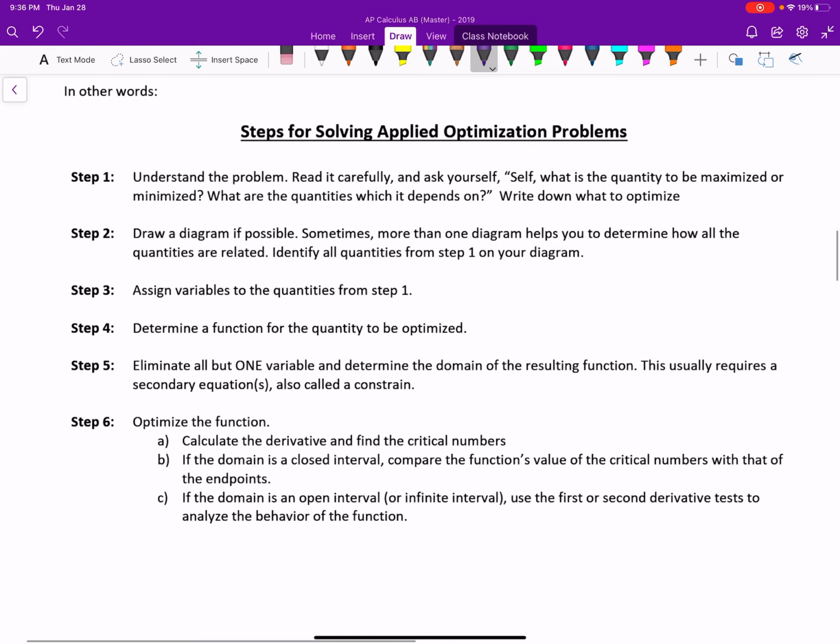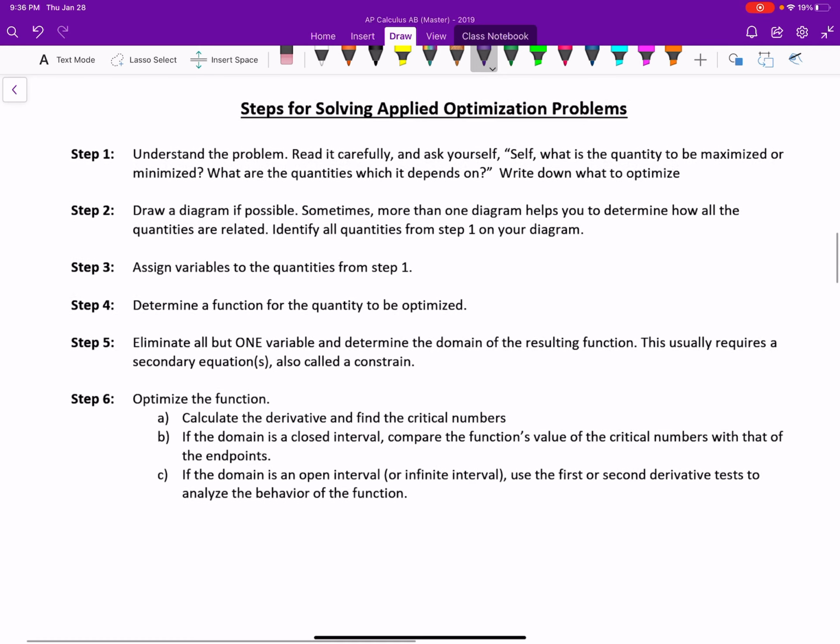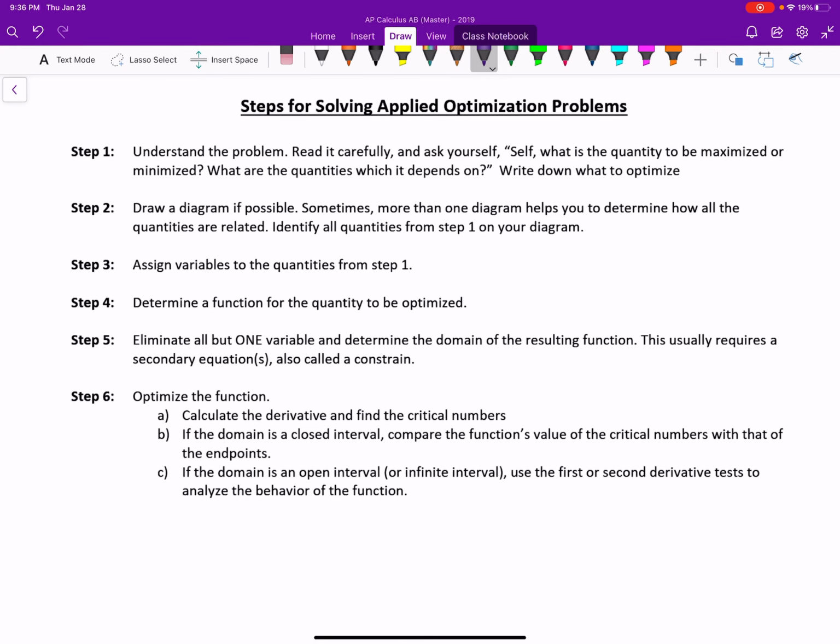Step 2, draw a diagram. Sometimes more than one diagram helps. You determine how all the quantities relate. Identify all quantities in step 1 on your diagram. Step 3, assign variables to the quantities from step 1. So basically you're using, like, x and y and h. In the previous problem, we had x and h and v.